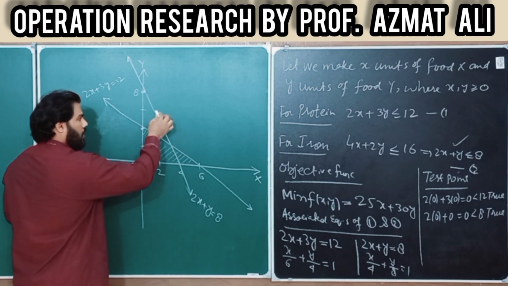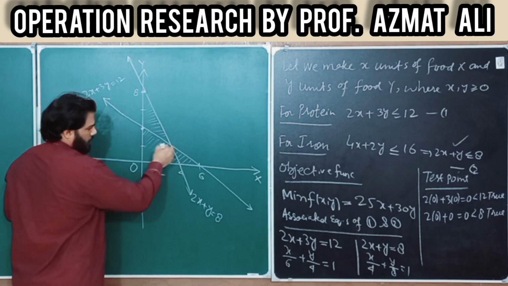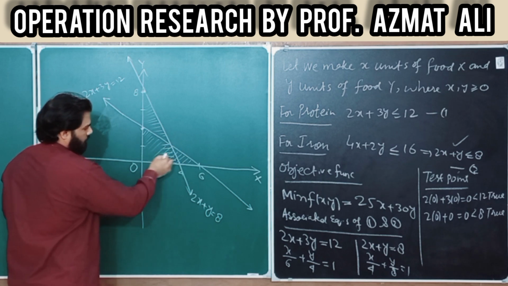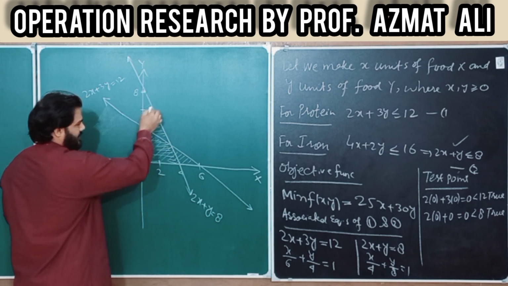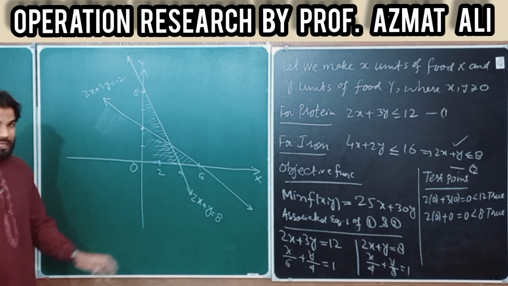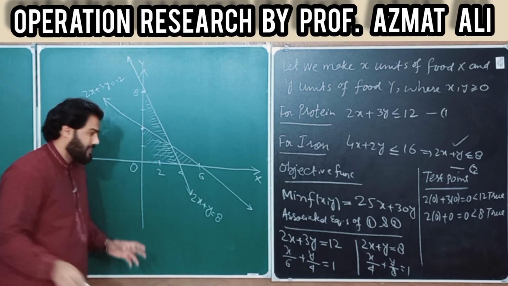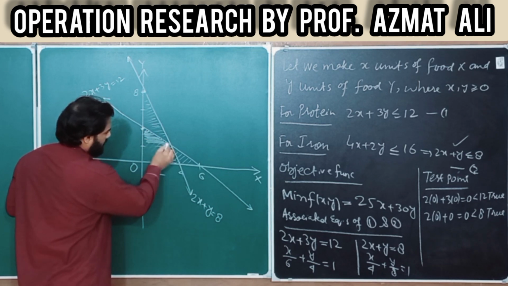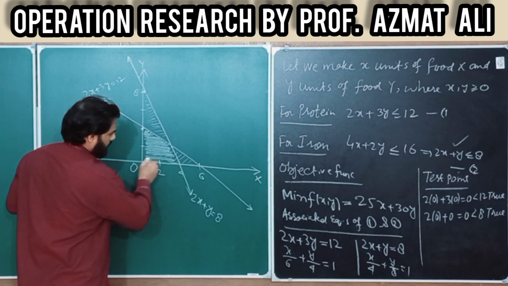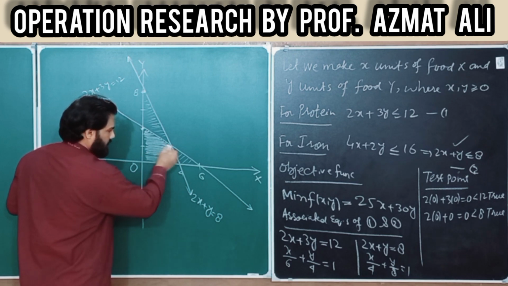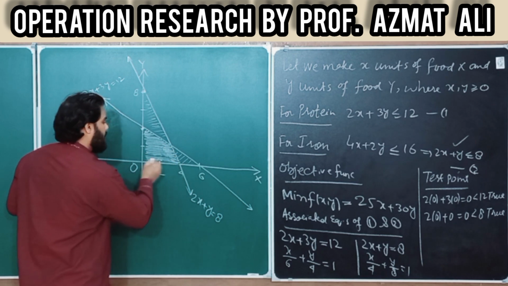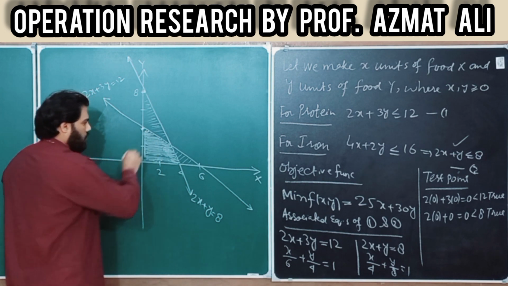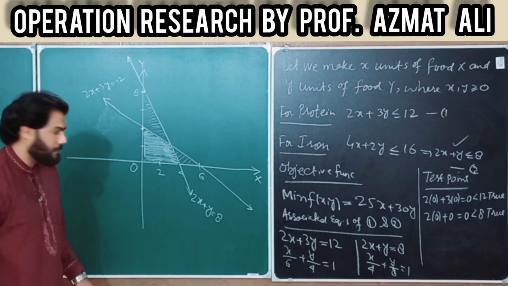So the graph of this inequality will also be towards the origin. This shows the graph of the second inequality. Now the common graph between both inequalities is this region. This is the feasible region, that is the common region between both inequalities.